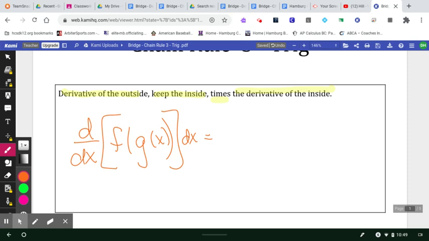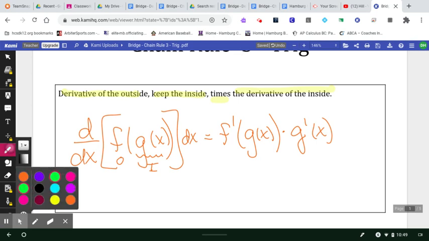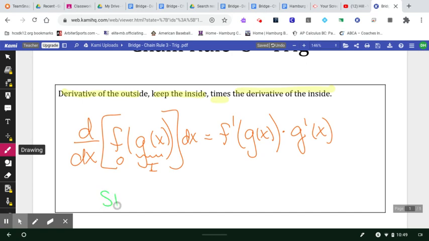So this would be my inside function. This would be my outside function. Derivative of the outside, keep the inside, times the derivative of the inside. And we're just going to keep repeating that to ourselves over and over. Now, when we talk trigonometry, you're going to see something like the sine of 7x.